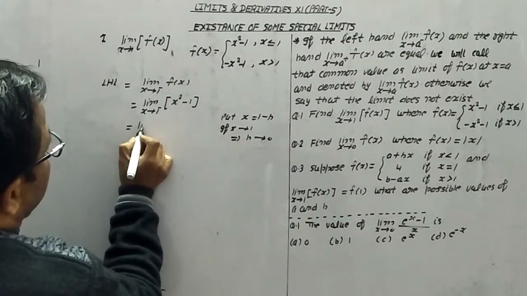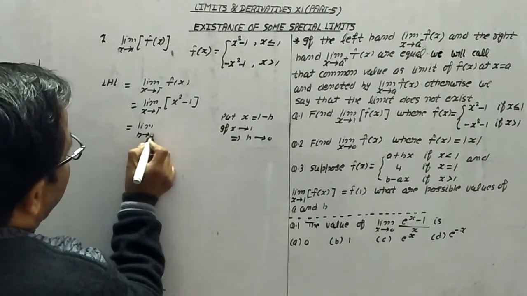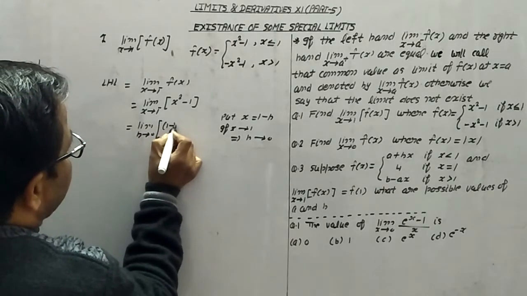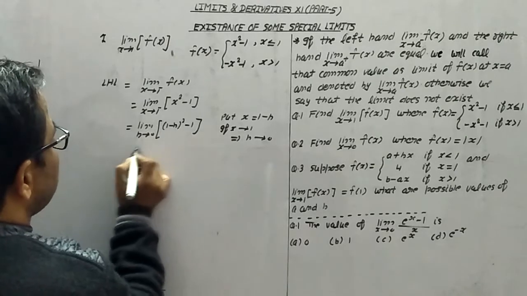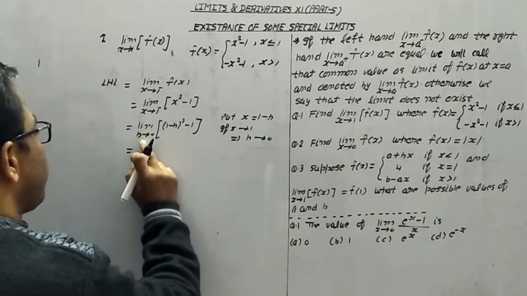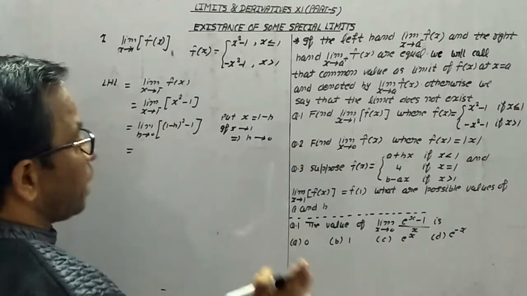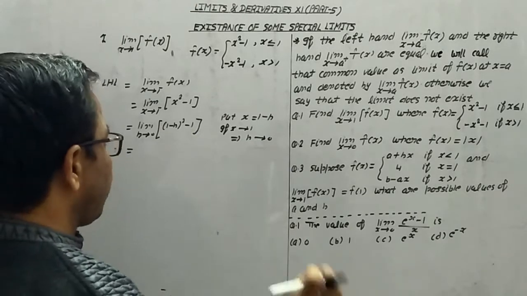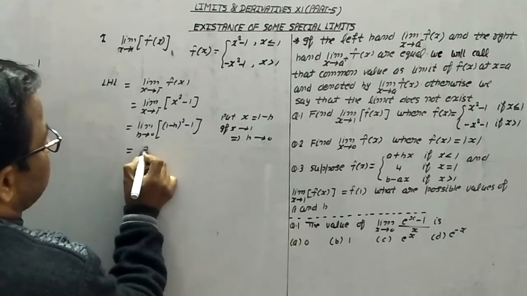Directly we will write limit h tends to 0, and this becomes (1 minus h) whole square minus 1. Now here we observe that if we put h tends to 0, it is not going to form an indeterminate form. So this becomes 1 minus 1, which is 0.